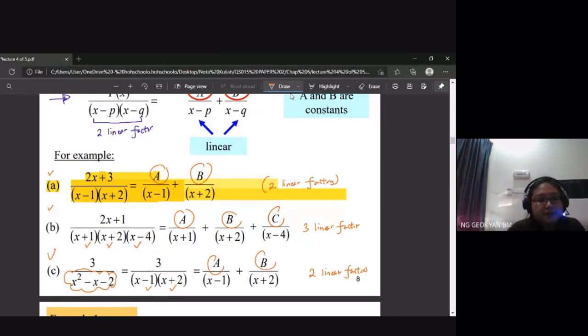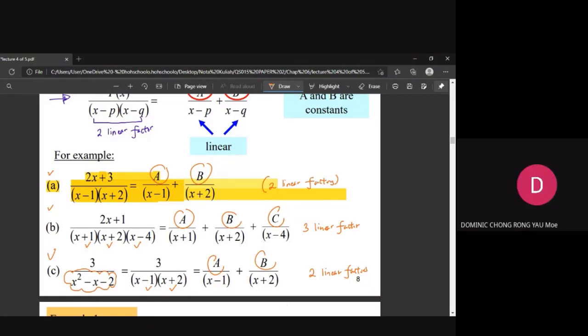Why? Because of one thing. Do you still remember what is the remainder theorem? If the fraction's denominator is linear, that is the divisor. If the divisor is linear, what is your remainder based on the remainder theorem? Anyone? Constant number. Yes, very good.